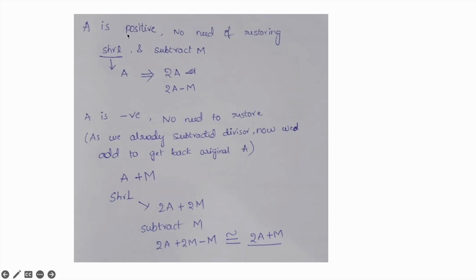So if A is positive, shift left and subtract. If A is negative, shift left and add the M value. So this is the non-restoring algorithm.